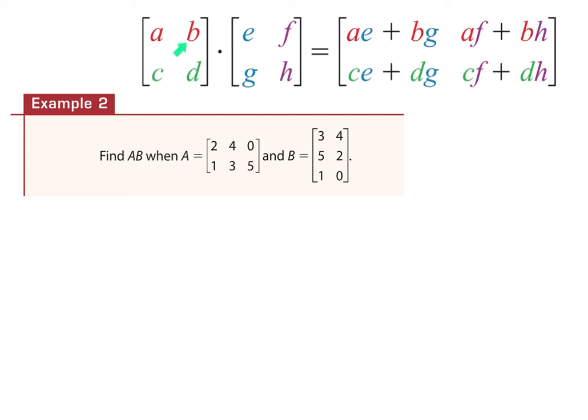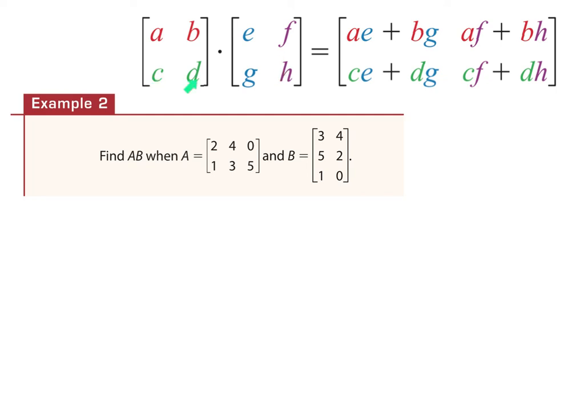Then I'm going to stay on this same row and go to the next column. A times F plus B times H. That will be my next. When I run out of columns, I move on to the next row, and that will start my next row. So now I'm going to say C times E and D times G and add those. That will be my next element. Stay on this row and go to the next column.